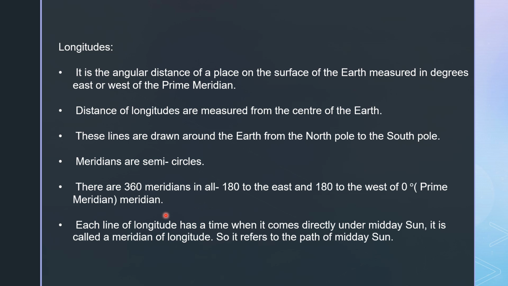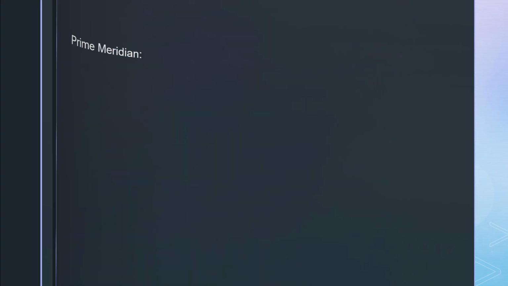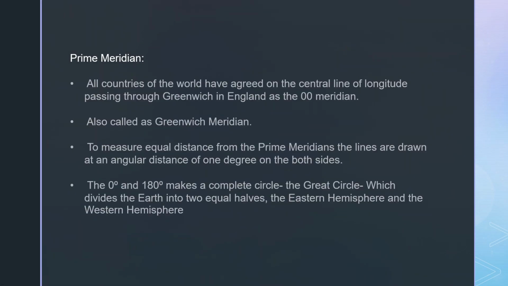There are 360 meridians in all, 180 to the east and 180 to the west of the 0 degree prime meridian. Each line of longitude has a time when it comes directly under the midday sun. It is called a meridian of longitude, so it refers to the path of the midday sun. Prime meridian. All countries of the world have agreed on the central line of longitude passing through Greenwich in England as the 0 degree meridian, also called the Greenwich meridian.